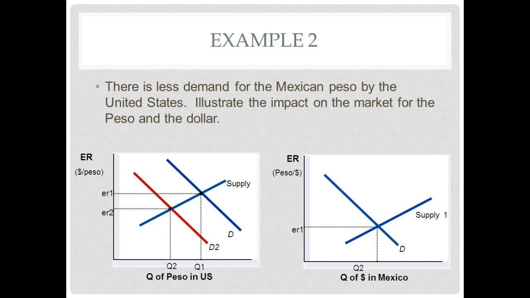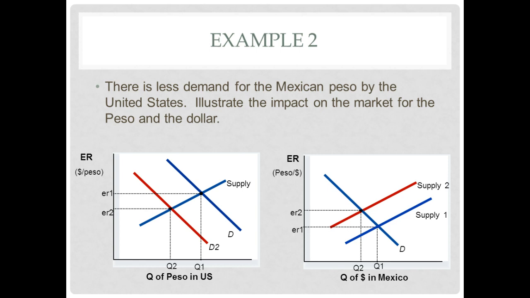Now, as you can see, what that means is the exchange rate has decreased for the peso, or in other words, you get fewer dollars for every peso. If there's less demand for the peso by the United States, then the United States is going to be sending Mexico fewer dollars to get those pesos. Therefore, what's also true in the market for the dollar, the supply has decreased, which means the exchange rate has increased, or in other words, you get more pesos for the dollar.